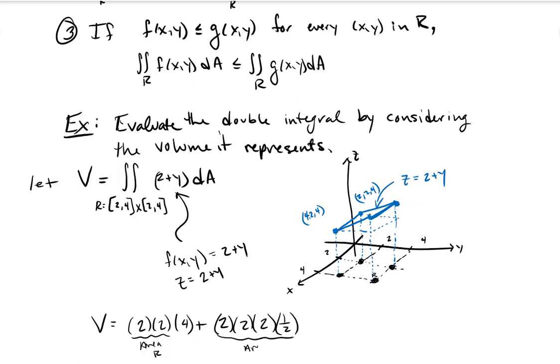This is the volume of the wedge. Keep saying area, sorry. So it looks like we get 16 plus 4 equals 20.